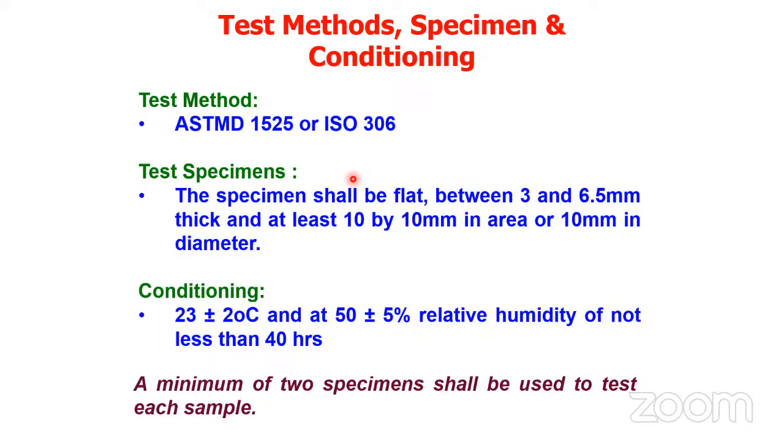Okay, conditioning means that we keep the specimen at nearly 23 degrees Celsius and 50 to 55 percent relative humidity. Okay, for nearly 40 hours or more than 40 hours of time.